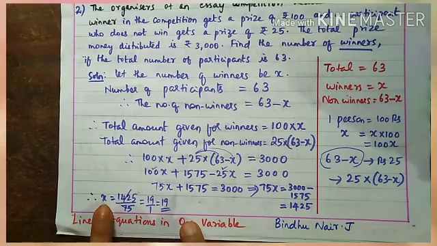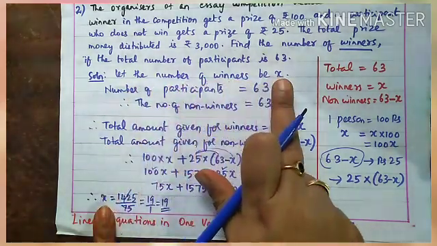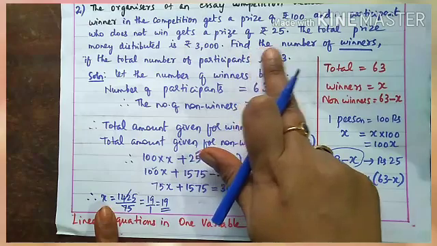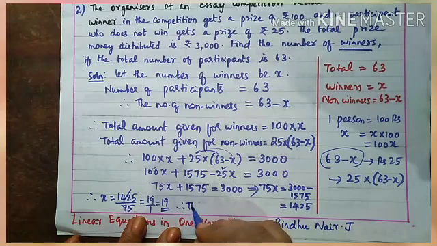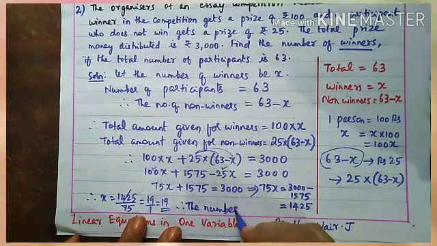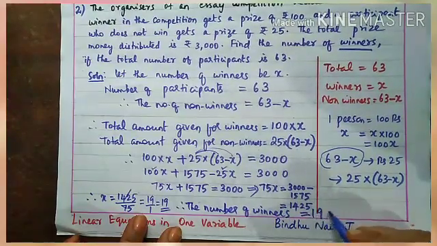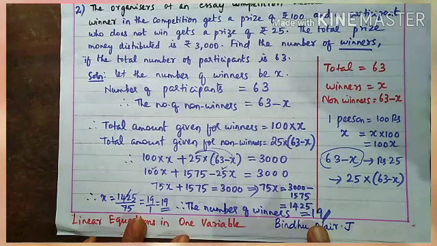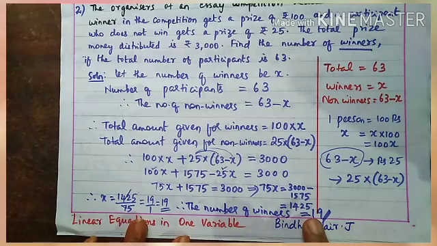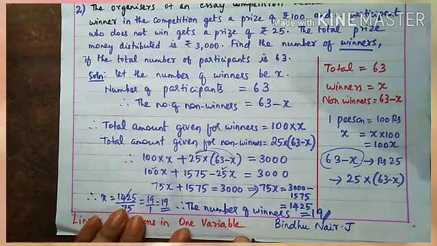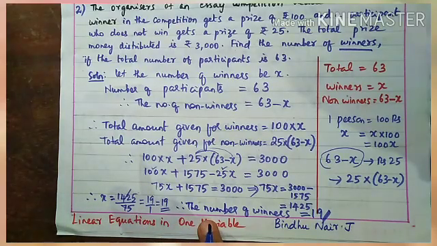Understand? And what is this x? Let the number of winners we have taken be x, and that is only what we want to find out, the number of winners. So what is your final answer? Therefore the number of winners equals 19. Okay, so 19 students participated and won the competition. The number of winners equals 19. Okay, so all of you complete the answer properly. So that is our second question.